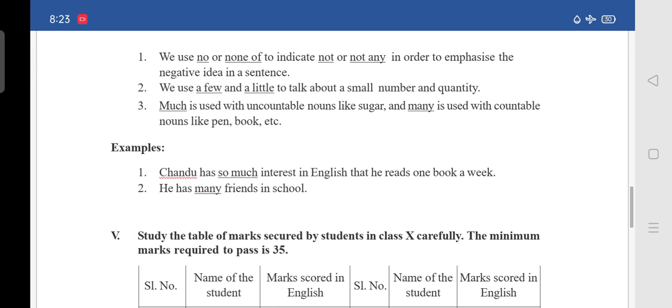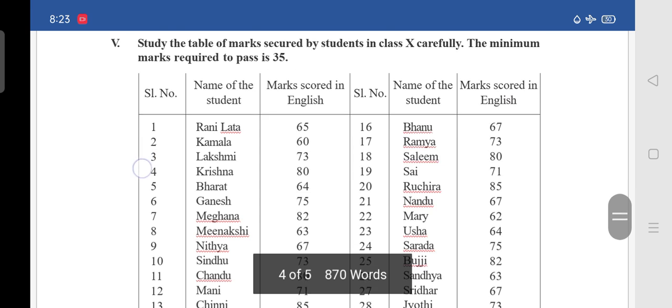Okay, for example, they have given here, see, Chandu has so much interest in English that he reads one book a week. We can't count interest, isn't it? So we use so much. He has many friends in school. So we can say how many friends we have. So we use many. He has many friends in school. See the Roman number 5.